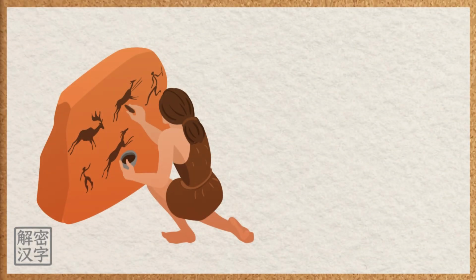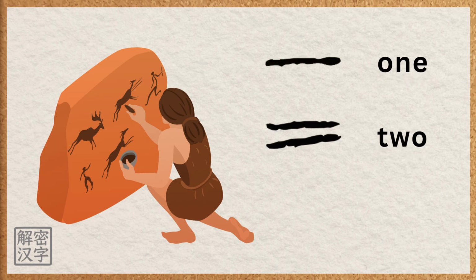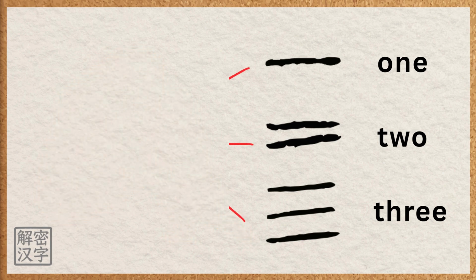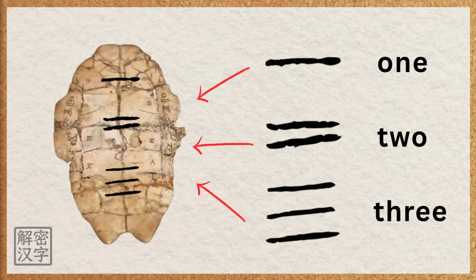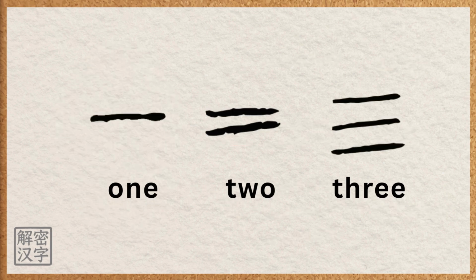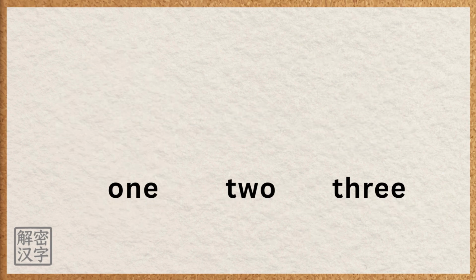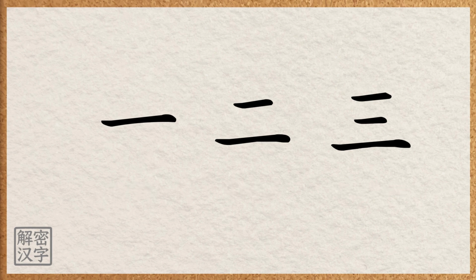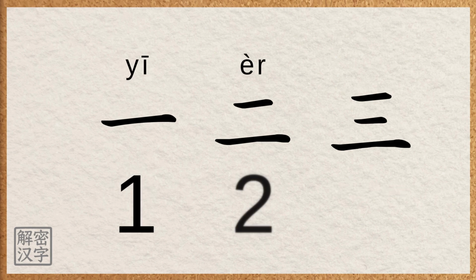In ancient times, people carved symbols on stones. One line meant 1, 2 lines meant 2, and 3 lines meant 3. Later, people carved these 1, 2, and 3 line symbols on turtle shells to record numbers. Over time, these 3 symbols later evolved into the modern character made up of standard strokes. They are pronounced yi, er, san.